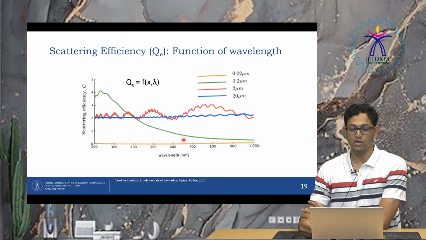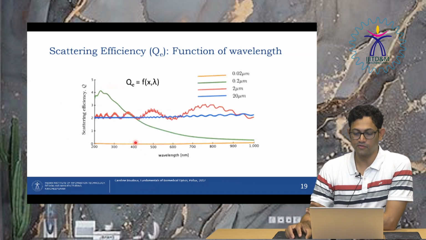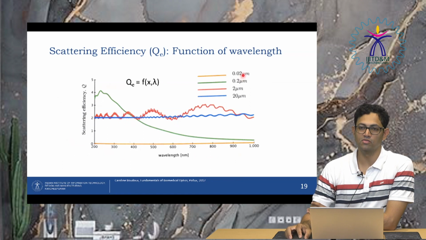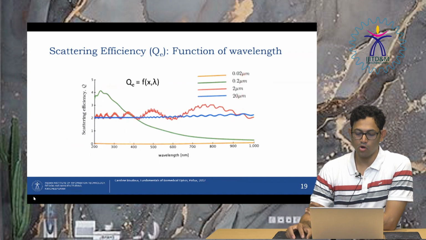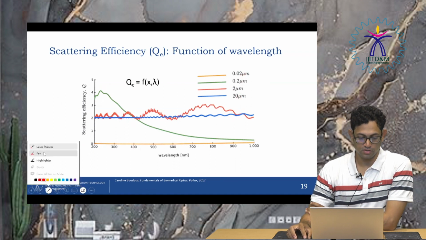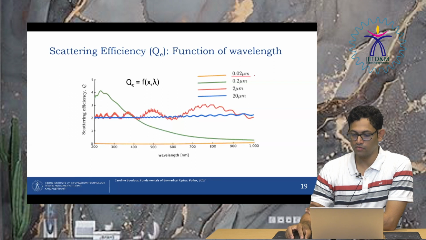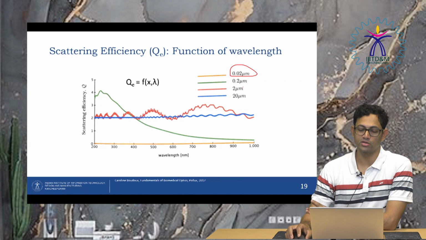Okay, now let us try to find the scattering efficiency as a function of wavelength, as you can see, and as a function of dimension of the particle as well, right? What you see over here is that for a very small particle, given as 0.02 micrometer, which is nothing but around 20 nanometers, the scattering efficiency is almost zero. So there is no scattering present because of such a small particle.